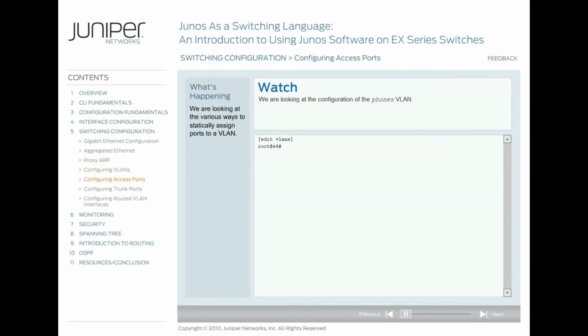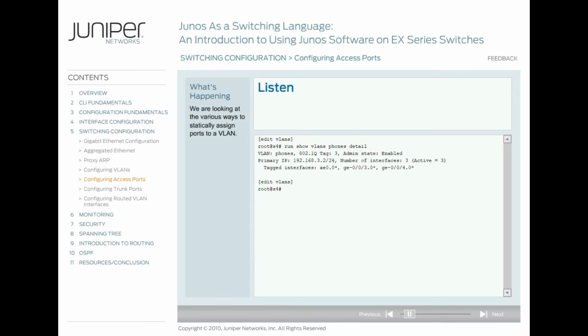Let's take a look at how you assign interfaces to a VLAN. There are two ways to statically assign ports to a VLAN. Let's look at the phones VLAN for an example. Here, you see that there are three interfaces assigned to the VLAN as tagged interfaces. If you look at the VLAN configuration, you see a single interface assigned. This method is one way interfaces can be statically assigned to a VLAN.